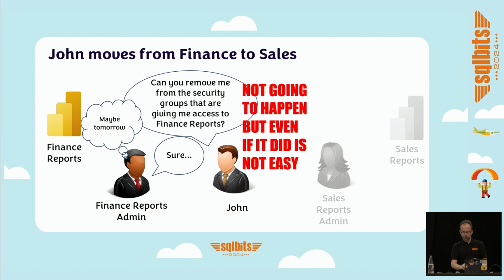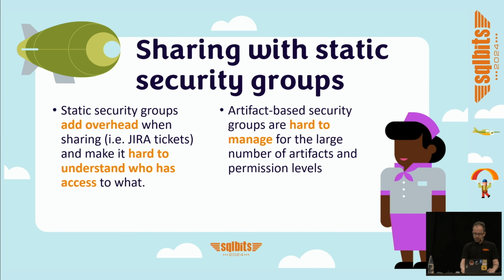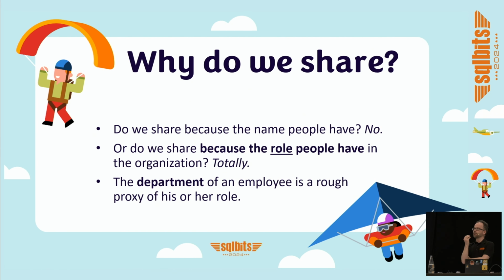So, where do we go from here? Let's think. So we have this overhead, nobody understands, and they're hard to manage. We have a problem. But let's go to the core. This is getting philosophical. Why do we share something with somebody? It's not because of the name they have, right? So why are we sharing with that user? Normally, we are more interested in the role they have in the organization. I'm sharing it with you because it's a finance report and you work in finance, so you should be aware of what the content of this report is.